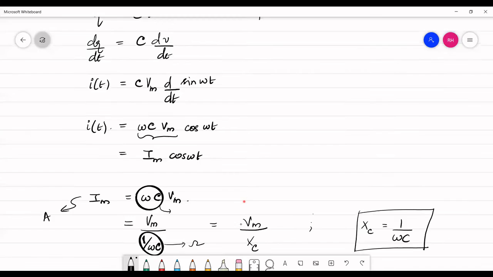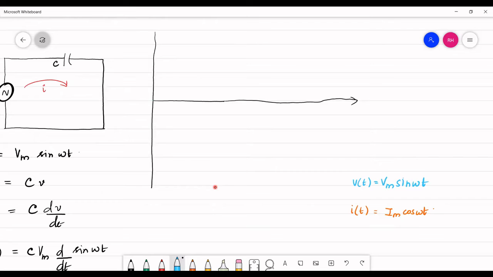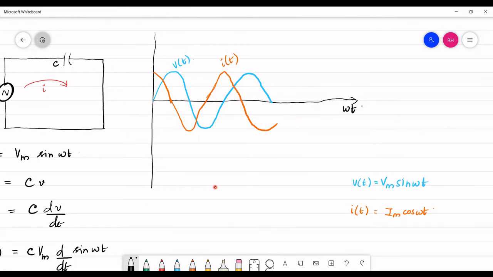Now let's write the expressions of current and voltage and draw the waveform. V is Vm sine omega t, and I is Im cos omega t. Also, it could be seen that if we extend the graph and see, we could also express I as Im sine omega t plus pi by 2.